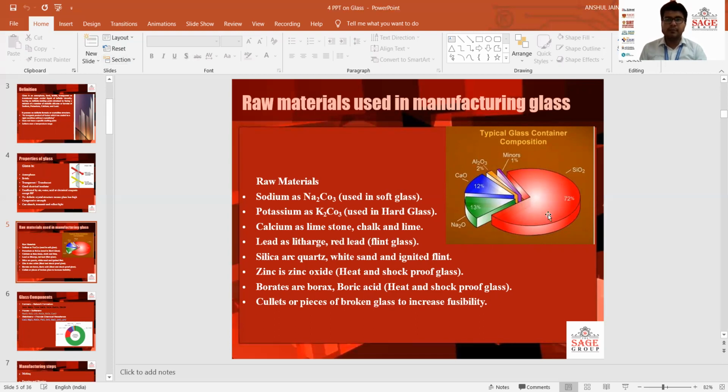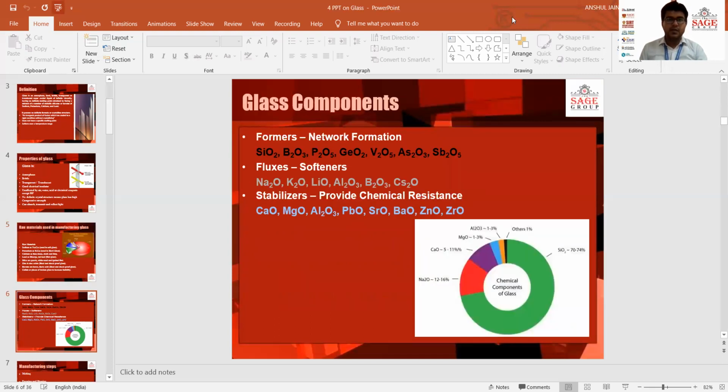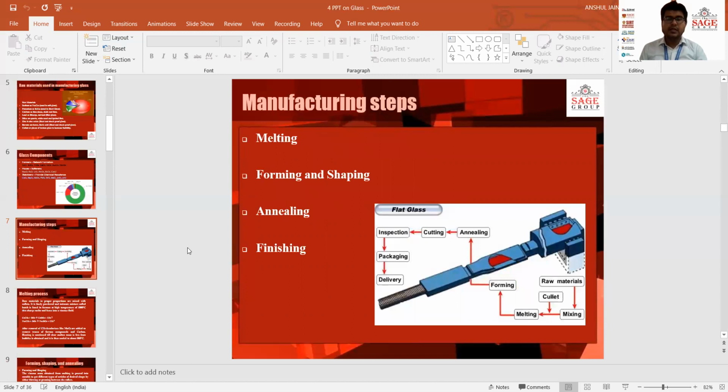Also, a typical glass container composition has been shown to you in the form of a pie chart. So the different percentages have been marked over here. What content has which percentage? Silicon oxide is the maximum portion as an ingredient of glass, more than 70%. Besides that, other substances are shown in terms of percentages. So these are the glass components which you can see on your screen. It contains some softeners, stabilizers, which have the chemical resistance property, and the former materials, which are the basic ingredients. All these have been shown to you in the form of a pie chart again, containing different percentages as prescribed.